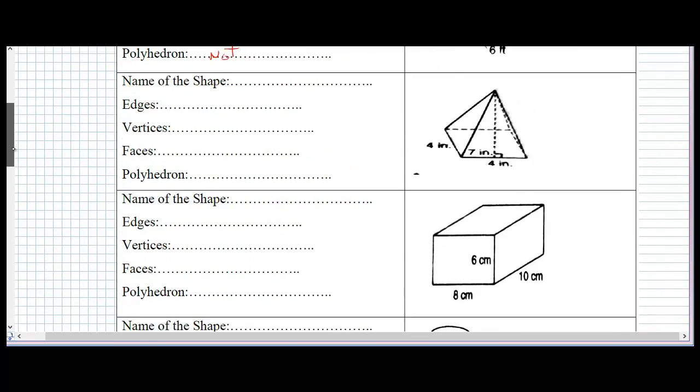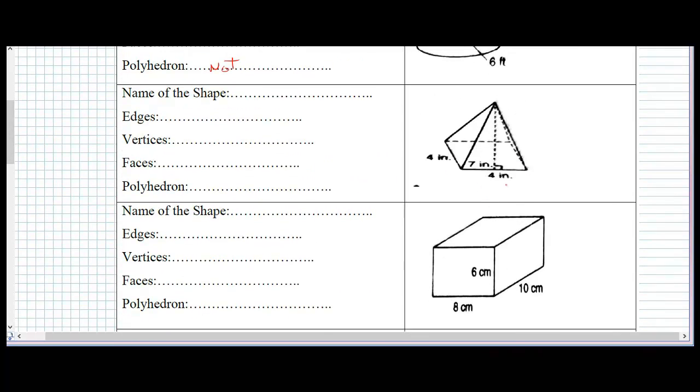Next one we have here. How many bases we have? We have one base. If we have one base, the shape is a pyramid. But how do we name the pyramid? We call it by the type of the base. What is the type of the base here? 4 by 4 means it's a square. So this shape is a square pyramid.